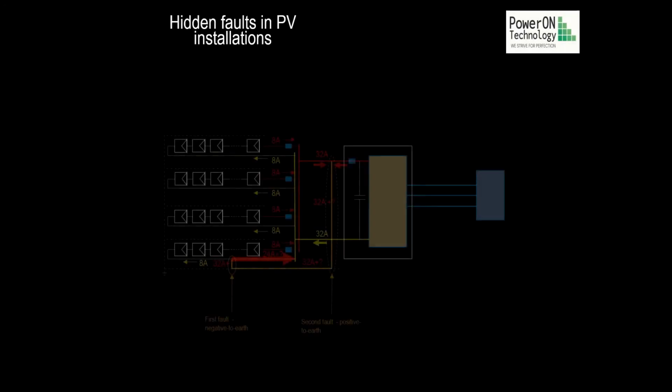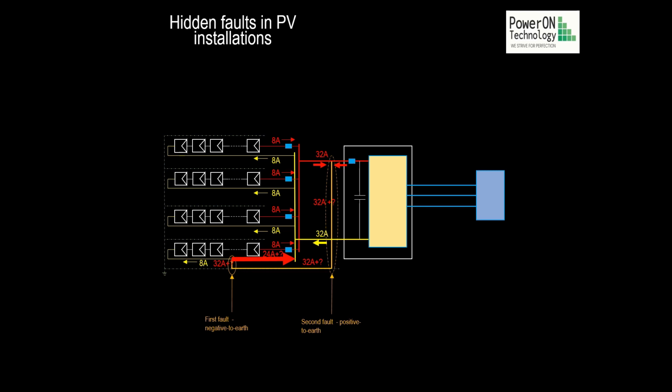This presentation is about the hidden faults that exist in PV wiring installations. The term hidden is used to refer to these faults because they are hidden from the conventional protection methods and because these faults are largely unknown in the PV industry. These faults happen because of first and second earth faults that cause a short circuit between the positive and negative wires.